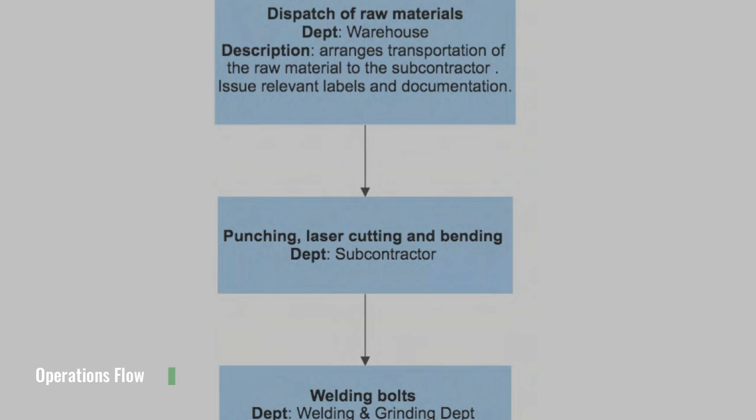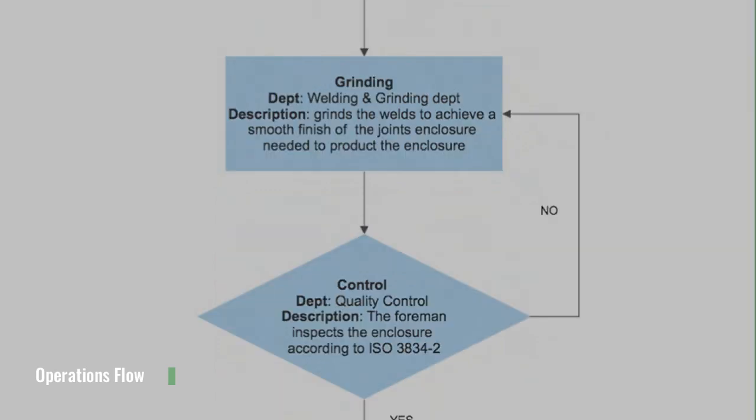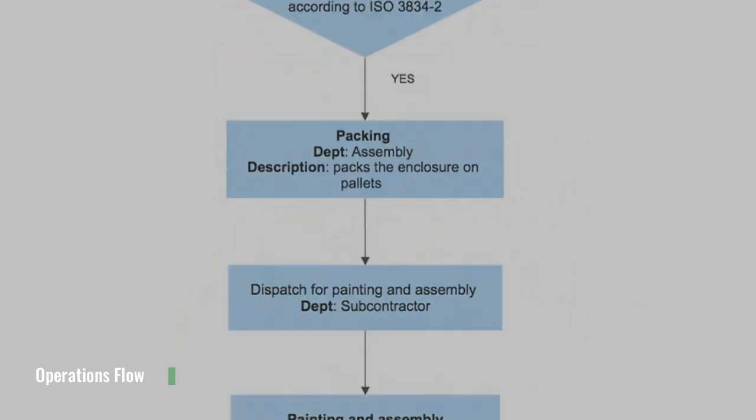The subcontractor is responsible for punching, laser cutting and bending. Next step is welding bolts, done by the welding and grinding department. The welding and grinding department is responsible for grinding. Then the quality control department inspects the enclosure. If it doesn't pass the check, then the process goes back to the previous step.